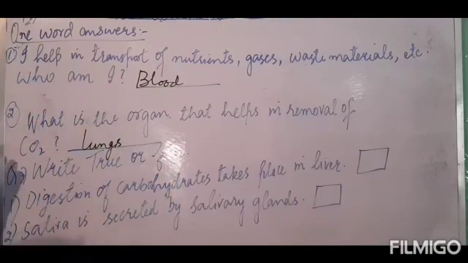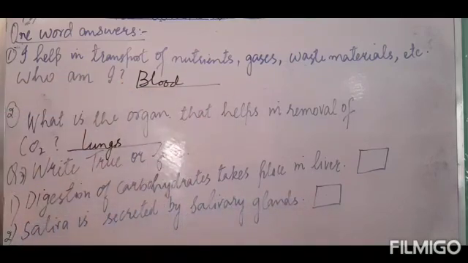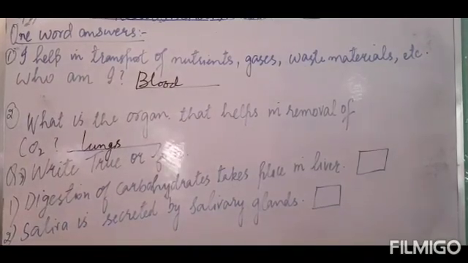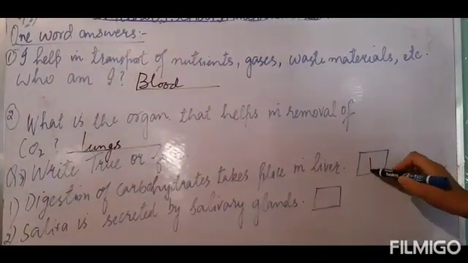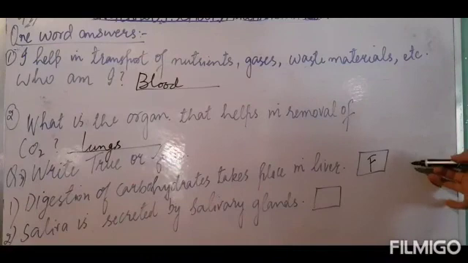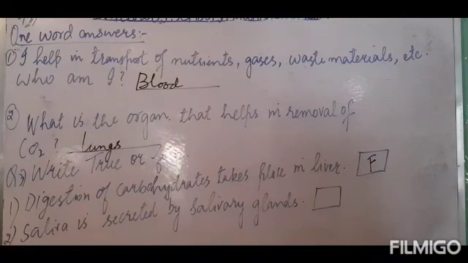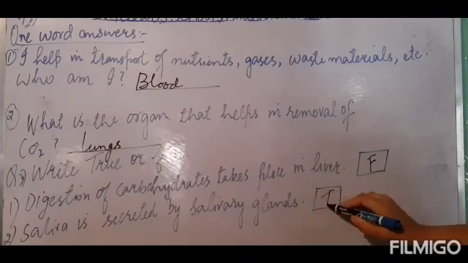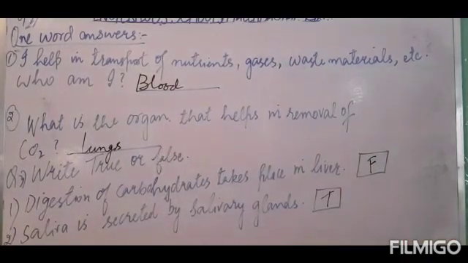Your third question will be true or false. Got it? Here is the question, digestion of carbohydrates takes place in liver. Is it true or false that digestion of carbohydrates takes place in liver? It is false. So here you will write false. Saliva is secreted by salivary glands. Is it true or false that saliva is secreted by salivary glands? This is true. So here you will write true. Simple. Got it? So this will be your question paper for your weekly test.